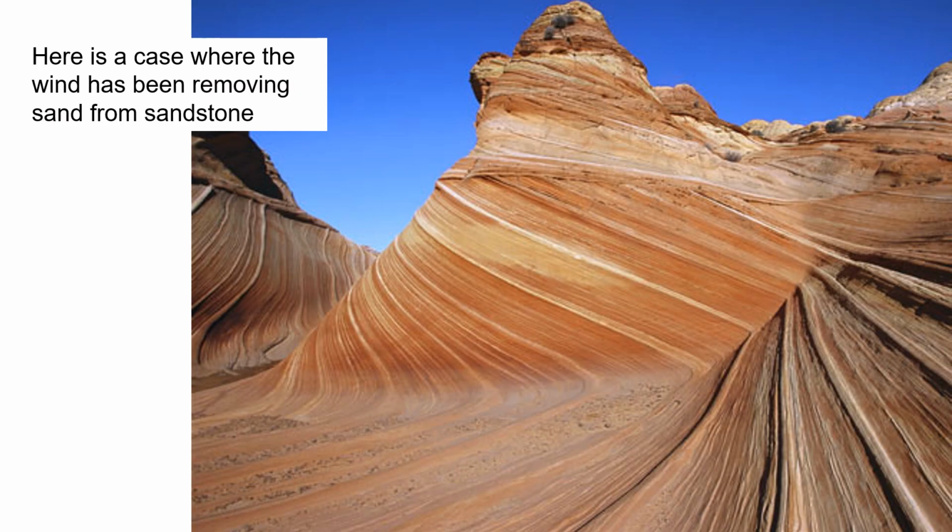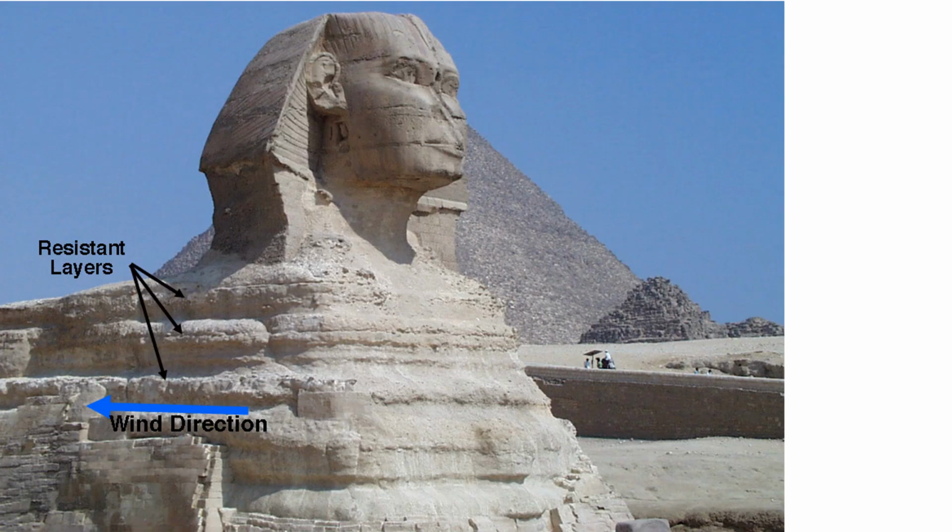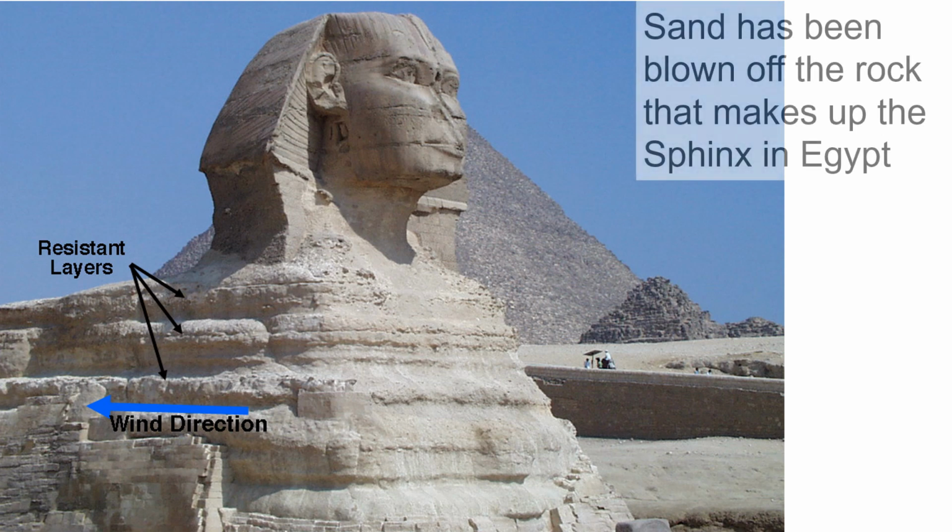Now here's a case where the wind was blowing along and hitting solid rock, and it actually removed sand from sandstone. It blew away part of the sand that was making up this sandstone formation, and it makes a very unique shape. The wind can actually make shapes out of rock as it moves part of the sediments away. The Sphinx in Egypt was that way. The wind has blown away parts of the rock that makes up the Sphinx, and now it has a very different shape than it did a couple thousand years ago when it was built. This is an example of wind erosion. The wind is moving stuff away.